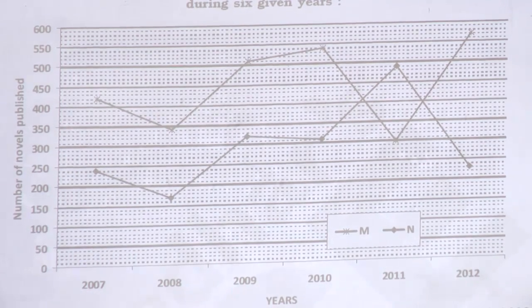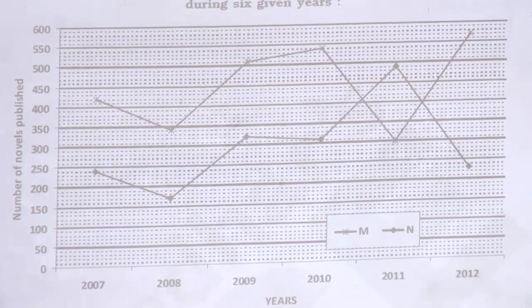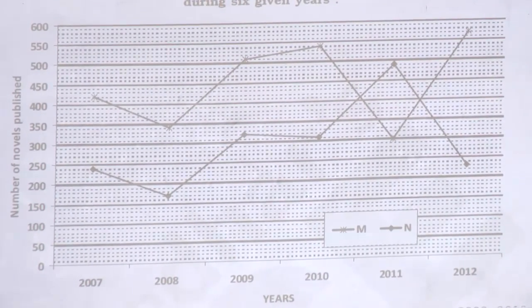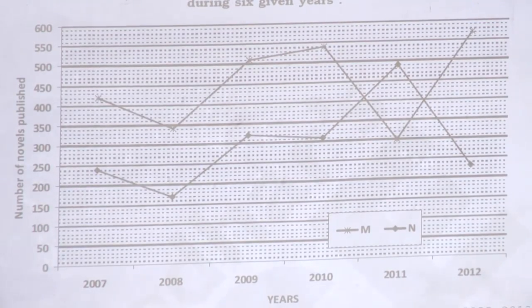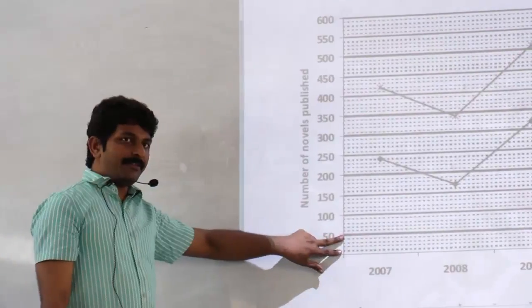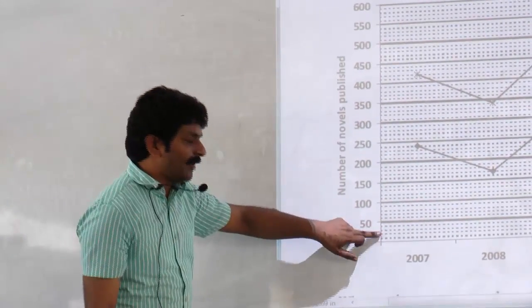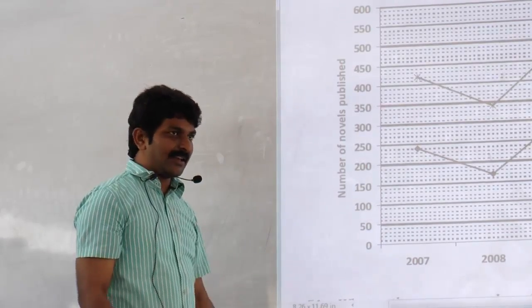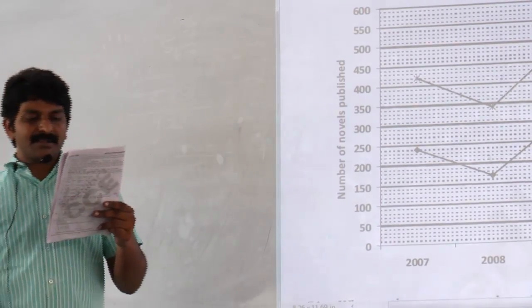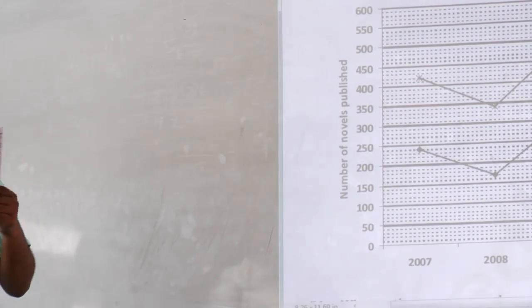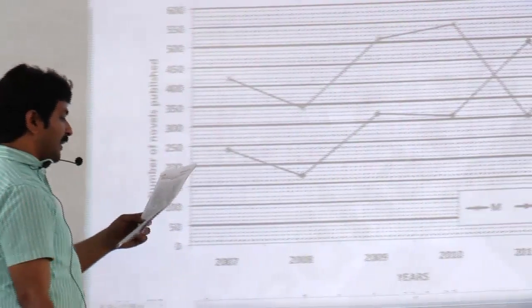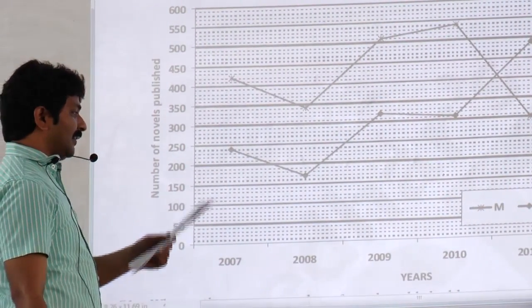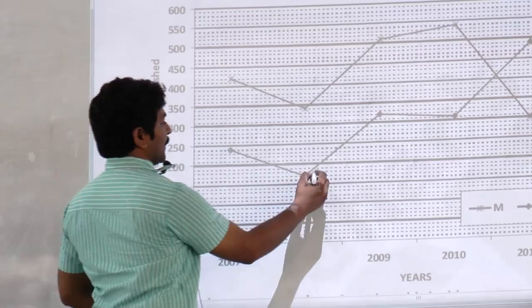Next, number of novels published 2007 to 2012. You have a gap of 50 for every two lines, right? And again you have 5 sublines. Every line is 10. Now, what is the average number of novels published by company N during 2008, 10, 11, 12? N, 8, 10, 11, 12. How much is this?